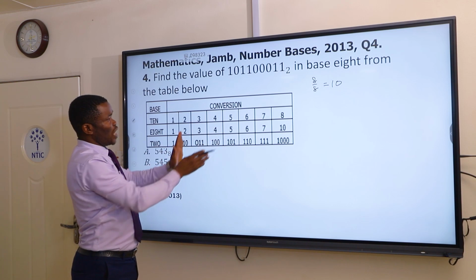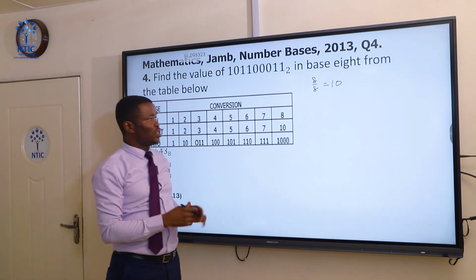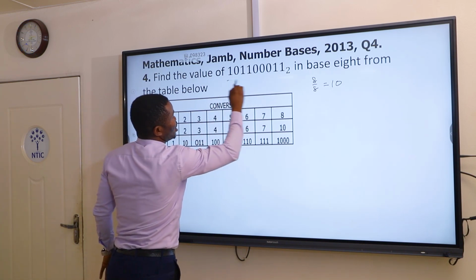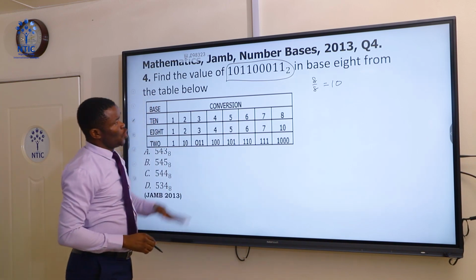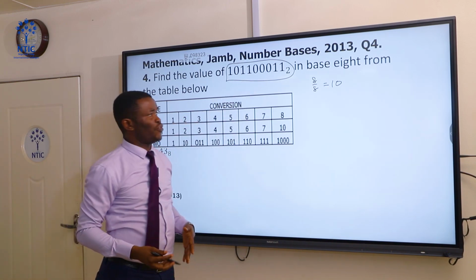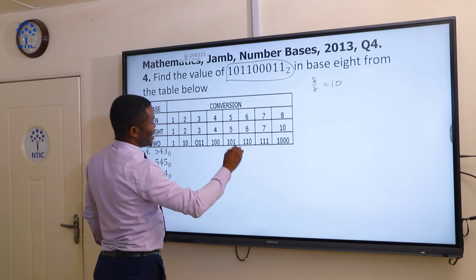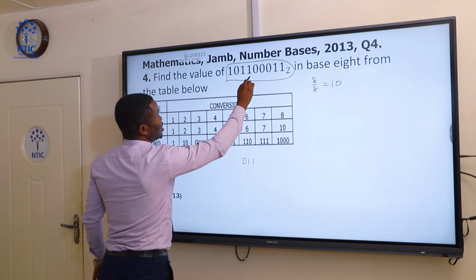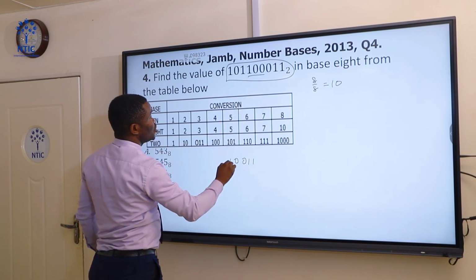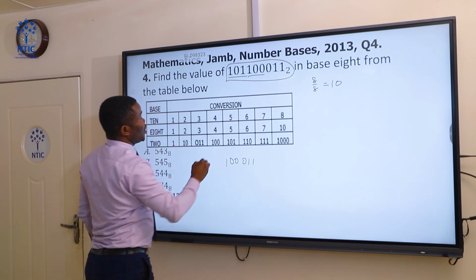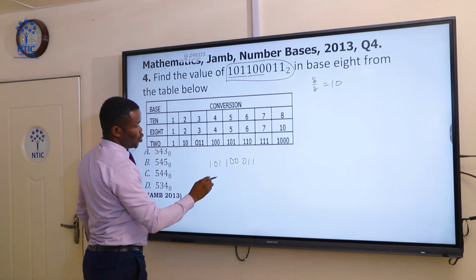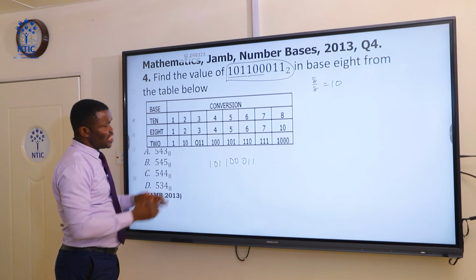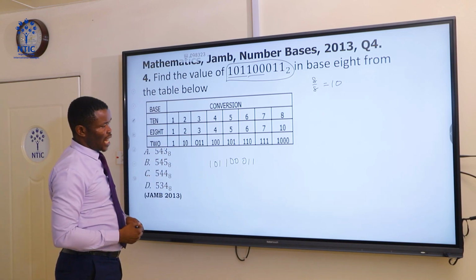So this table, we are going to simply use it to do the conversion. Now, what we will do first here is to write out this number you can see here. We'll write it out and group it in threes from the right. So I'm going to have something like 1, 1, 0, then 0, 0, 1, then 1, 0, 1. So it's grouped in threes. This is the simplest way to quickly look at this question.